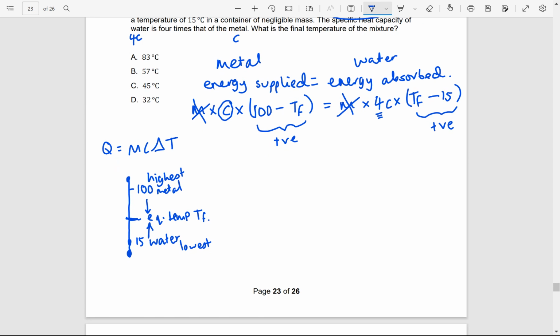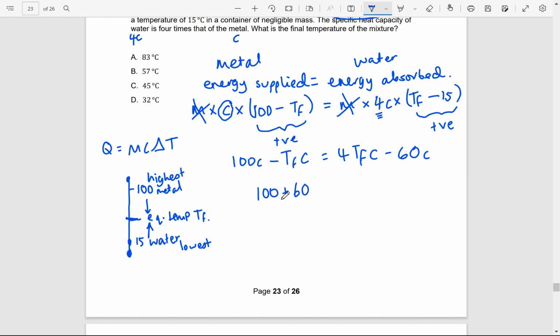Okay, and let's just do a little bit of multiplying out the brackets. C times 100, 100C. C times TF minus TFC. Sounds like a boy band, doesn't it? Right, and then 4C times TF, 4TFC, minus 60, 4 times 15, 60C.